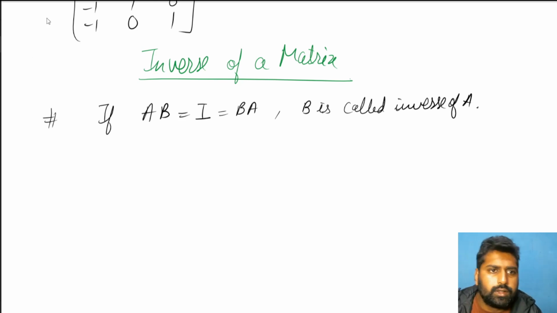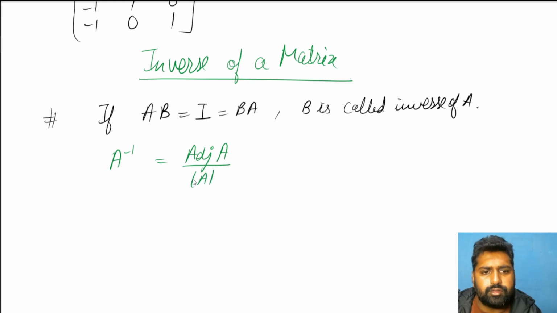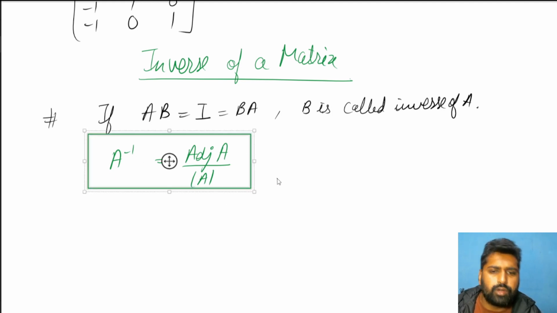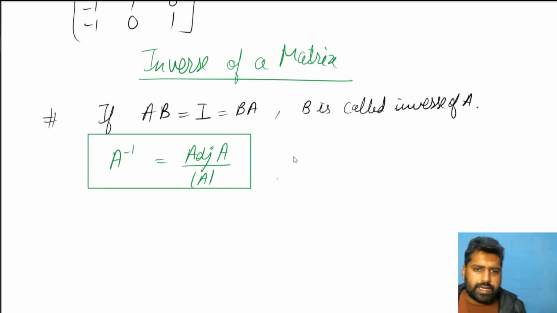Now comes the formula. A inverse equals adjoint of A upon determinant of A. Why was the adjoint important? Because it helps us to calculate the inverse. This is the formula for inverse. So all you have to do is calculate the adjoint and divide it by its determinant. Slightly lengthy process. For 2 cross 2 it will be easy. For 3 cross 3 it will be lengthy.